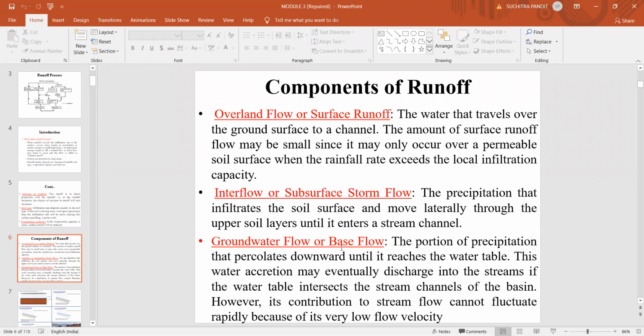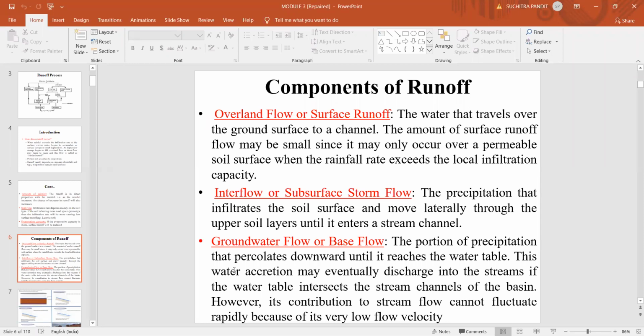Next, groundwater flow or base flow. Once the groundwater is saturated, then the groundwater contributes to the stream flow. Among all this, the overland flow or surface runoff reaches the stream very fast. And this interflow or subsurface flow takes some time. It may be 1 day or 1 week, and then it will join the stream. The groundwater contribution to the stream flow takes a few weeks or months, because once the groundwater is saturated, the excess water moves and joins the stream.